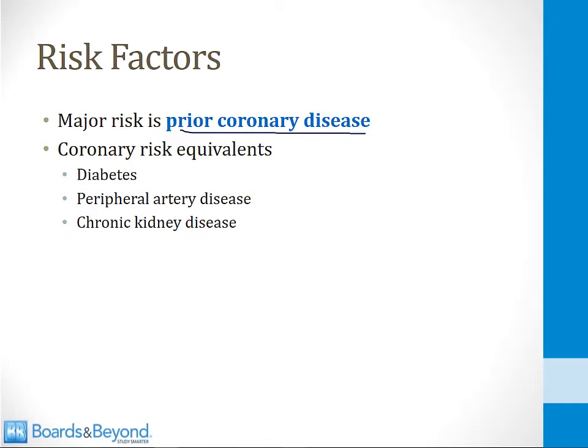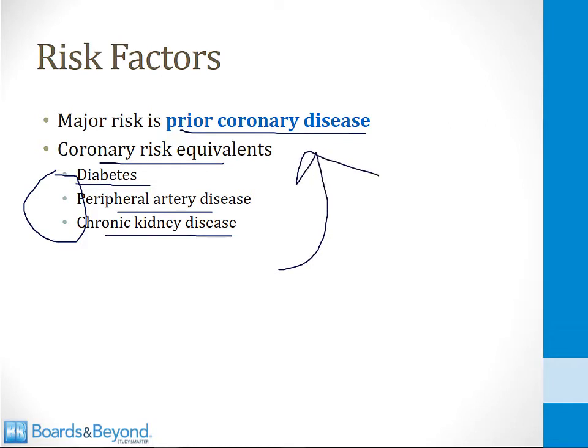There are also a number of conditions that are called coronary risk equivalents, and what this means is the risk of coronary disease among these groups is just as high as among patients who've had prior coronary disease. So coronary risk equivalents to coronary disease are diabetes, peripheral arterial disease, and chronic kidney disease. Patients with any of these conditions have just as high a risk of having coronary disease as a patient who has already had a coronary event.